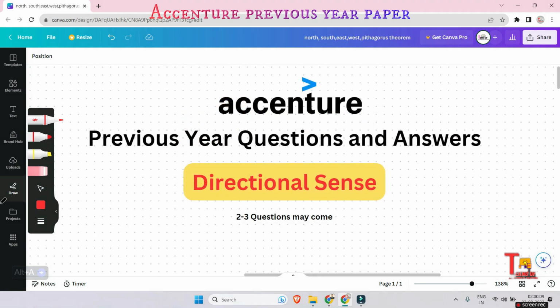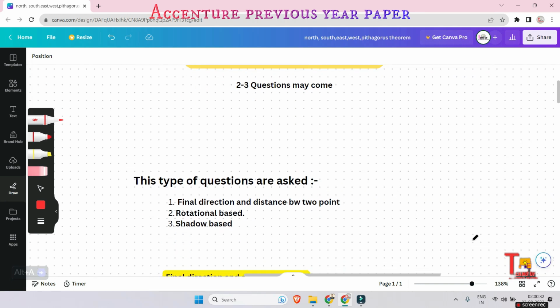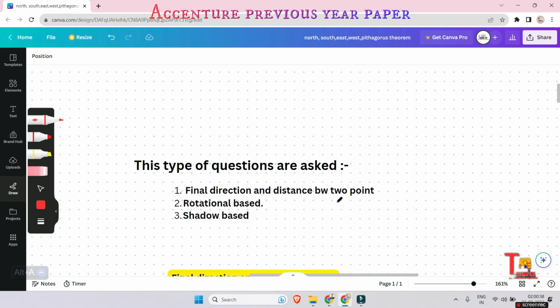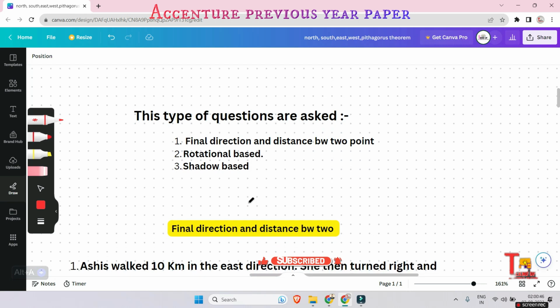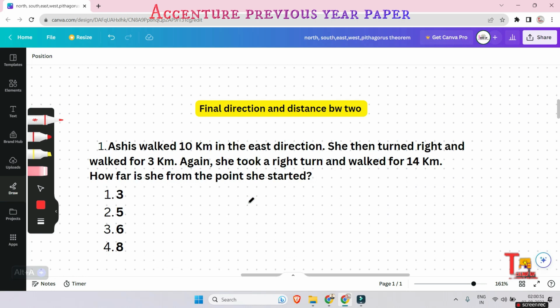Hello, my family members. Today we will solve directional sense problems which were asked in the 2021-2022 drive. From here we are going to have 2-3 questions in the exam, so give importance to this topic. Final direction and distance between two points, rotational based and shadow based questions are mainly asked in the exam. At first we will look into the final direction and distance between two points type of question.